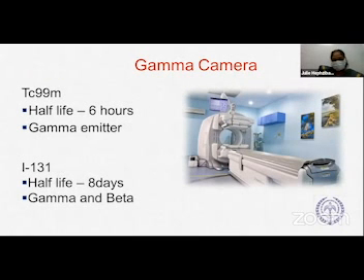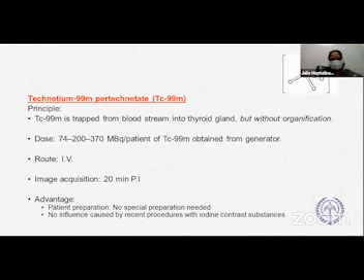So coming to technetium, it's a radioisotope which has a half-life of 6 hours, and it is a pure gamma emitter. The imaging is done in the gamma camera. Iodine 131, as we all know, is having a half-life of 8 days. It has both gamma and beta emission. So technetium pertechnetate is what is used for the thyroid imaging.